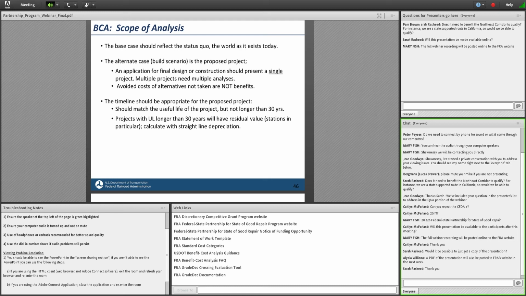It's also very important to note that your alternate case is your proposed project, and it is not a savings over some other alternate that you did not take. If there were 3 or 4 alternates and you chose the lowest cost one, the difference between the lowest cost and the highest cost is essentially irrelevant. That is not information that we will be taking into account.